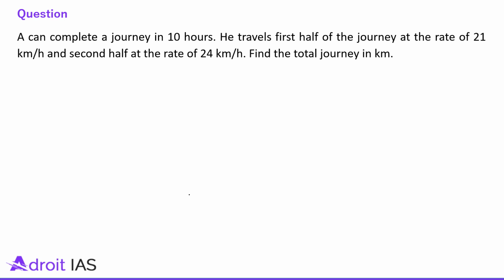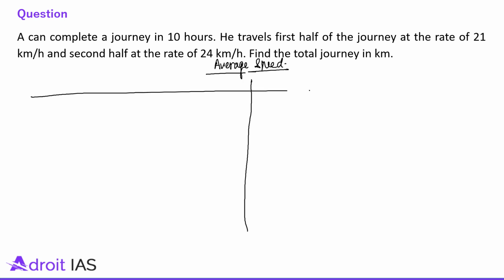See, here there are two cases. Let me discuss the two cases first. For average speed, we have two cases: case 1 and case 2, right?